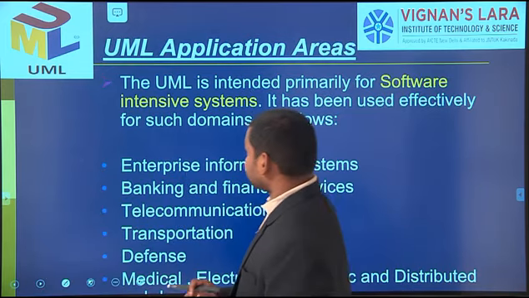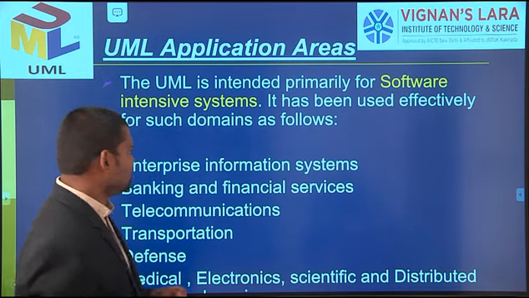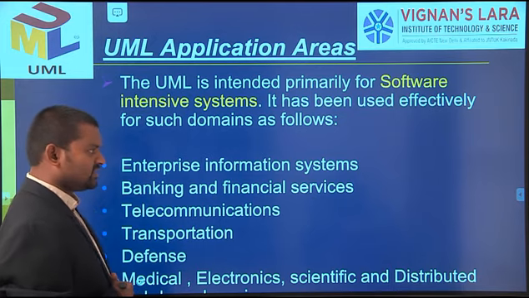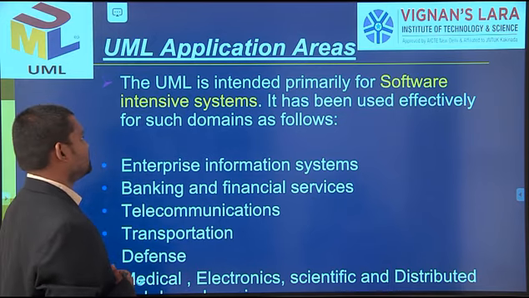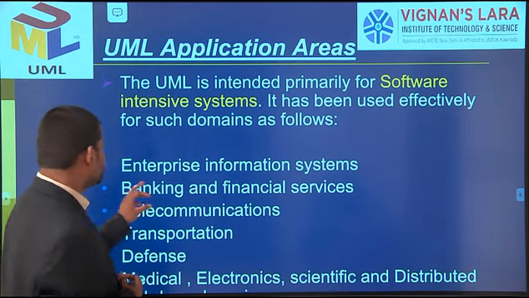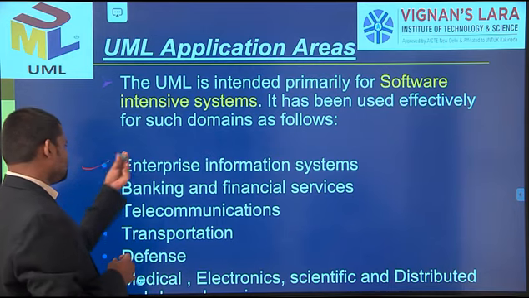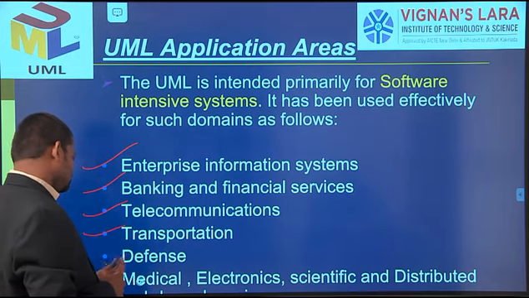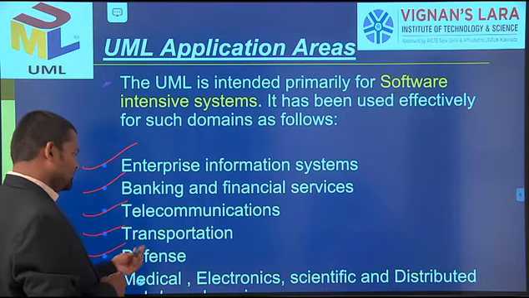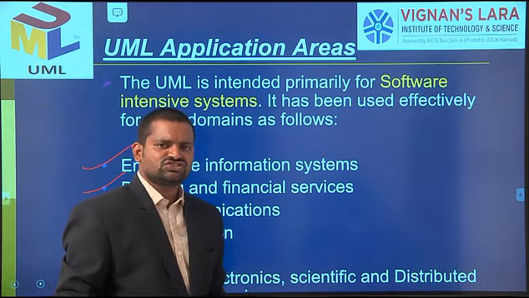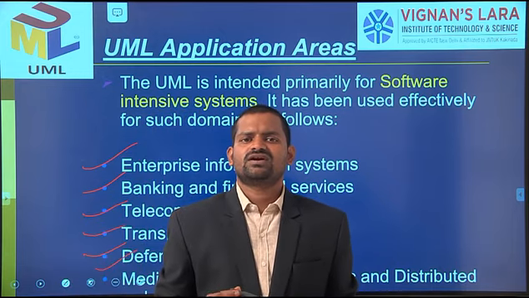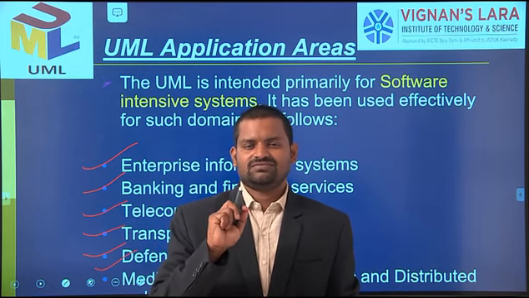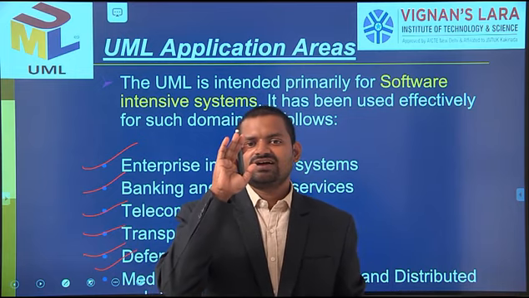Next, UML applications. Where do we use this UML? The UML is intended primarily for software intensive systems. It has been used effectively in domains such as enterprise information systems, banking and financial services, telecommunication services, transportation, defense services, medical, electronic, scientific, and distributed systems also. The Unified Modeling Language gives us a blueprint of the software, a diagrammatical representation of the documentation.